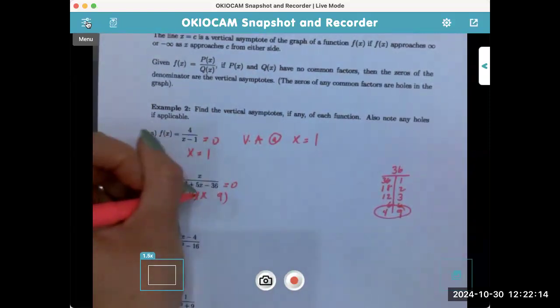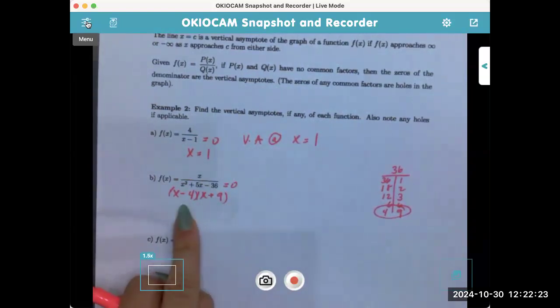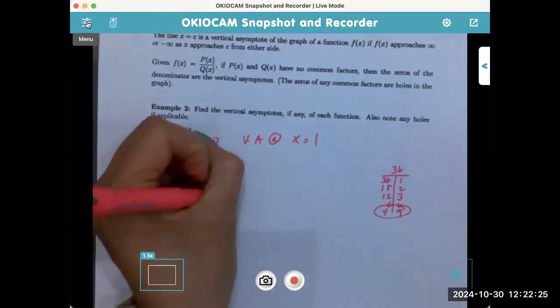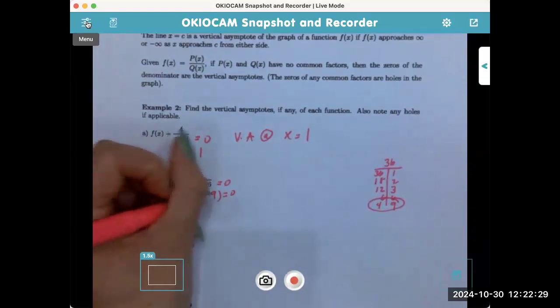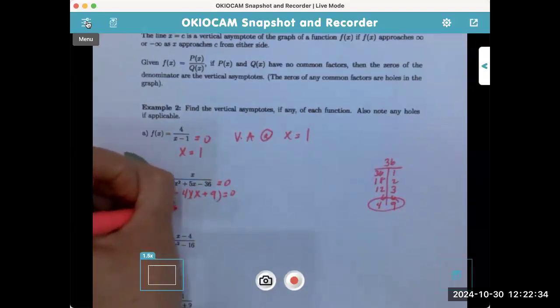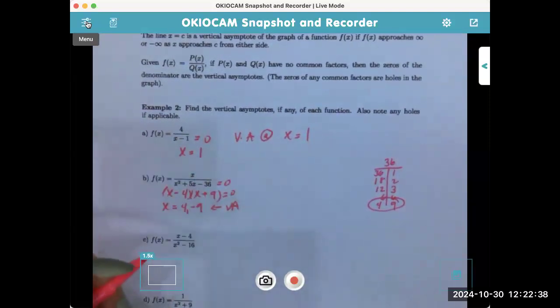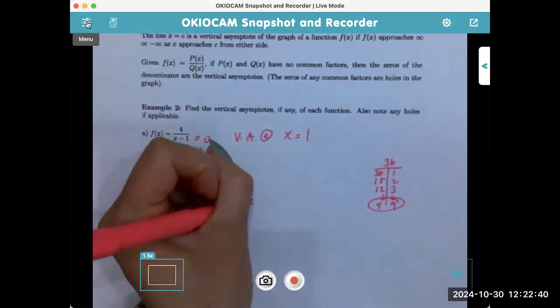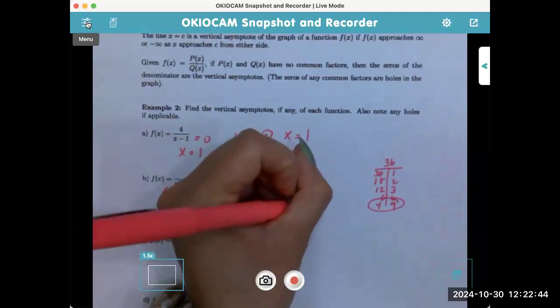Okay, so I need 9 to be positive, 4 to be negative, because 4 and 9 need to multiply to a negative 36, but 9 minus 4 needs to add to 5. So from here, the zero product principle, by taking each of these factors, setting it equal to 0 and solving, we say that x equals 4 and negative 9. So we have vertical asymptotes at x equaling 4 and negative 9.